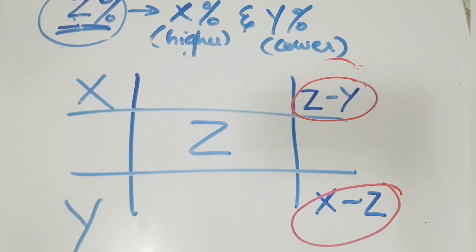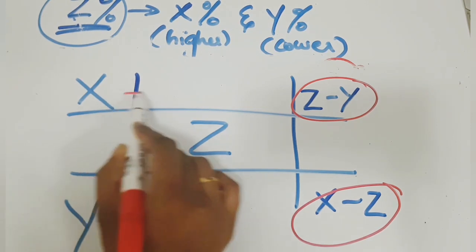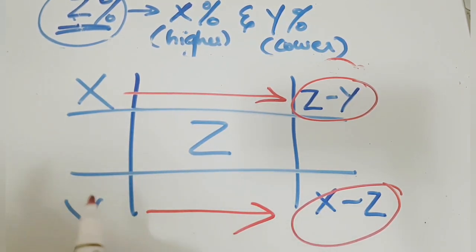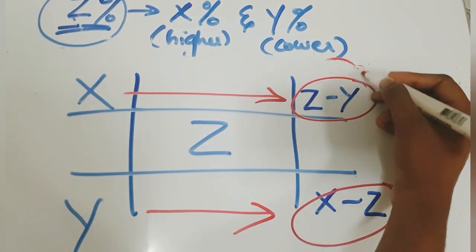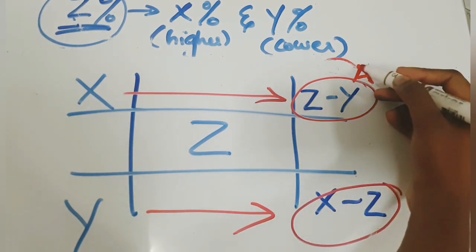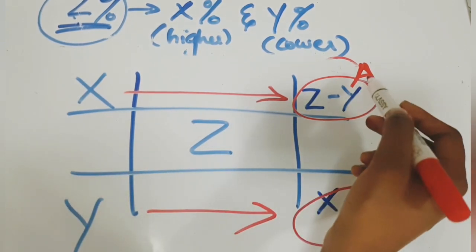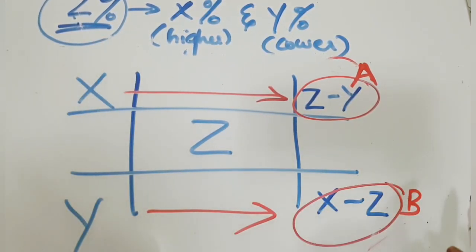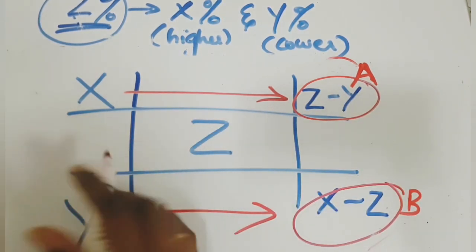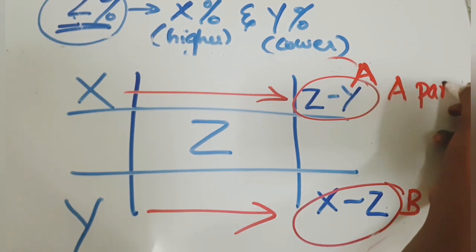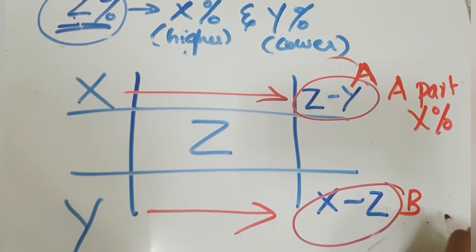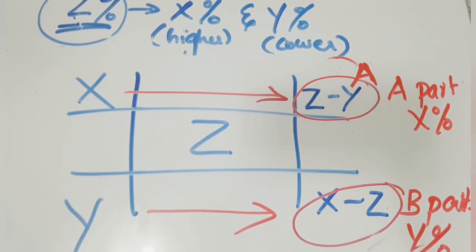The difference that you found here becomes the parts of the percentage directly across the grid. Here we can call Z minus Y as A, and X minus Z as B, just for our convenience. So the difference between Z and Y we call A, and the difference between X and Z we call B. So here we have A parts of X percentage and B parts of Y percentage. This is how we calculate the parts.